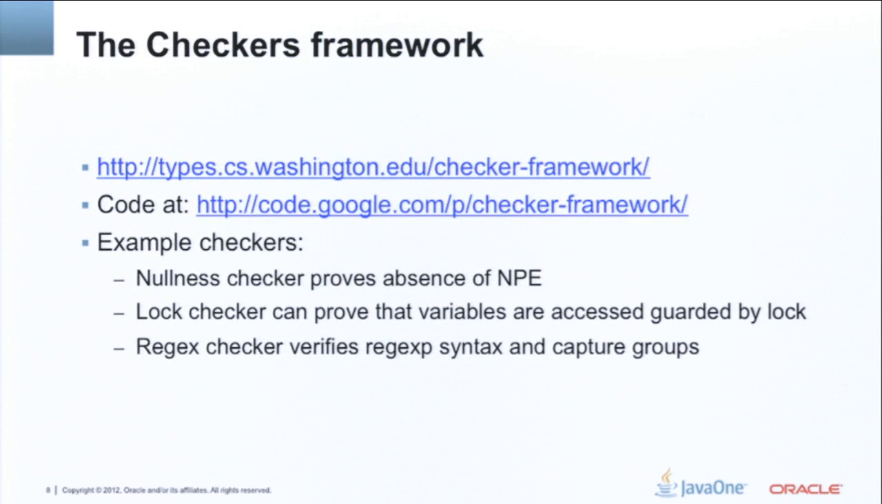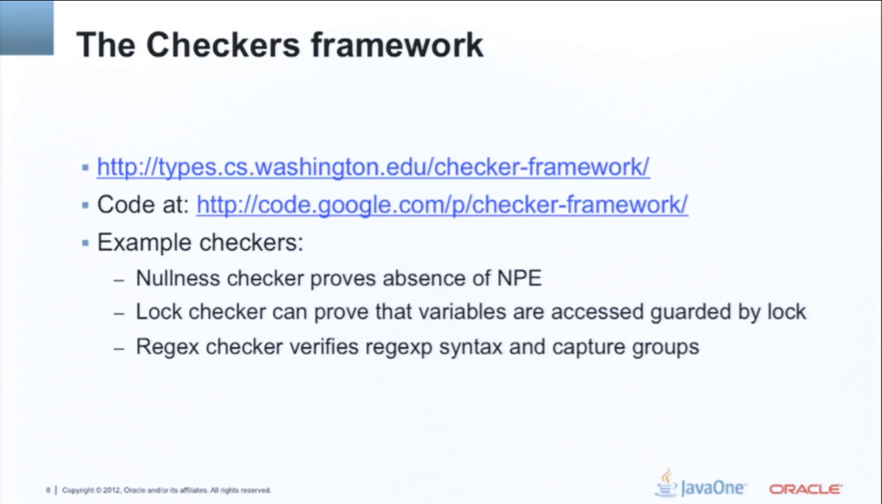You can find more information about the checkers framework here. It also includes a bunch of those pluggable type checkers. I've mentioned three of them. There's a nullness checker that can prove the absence of null pointer exceptions. And I think we can all agree that's pretty useful.